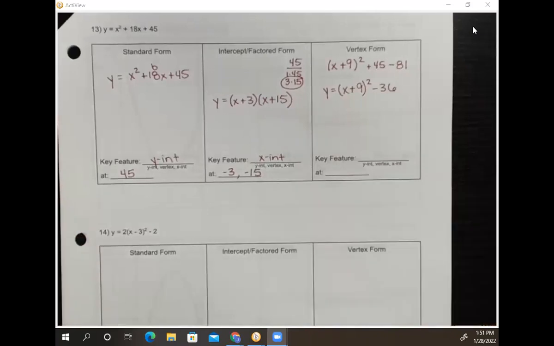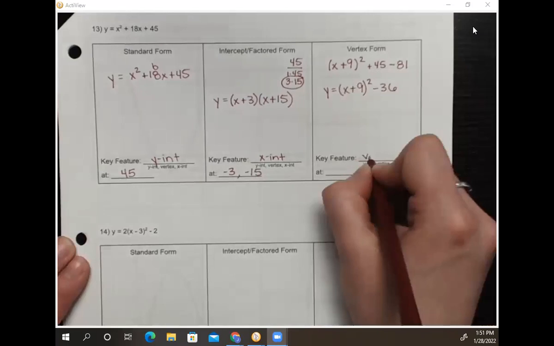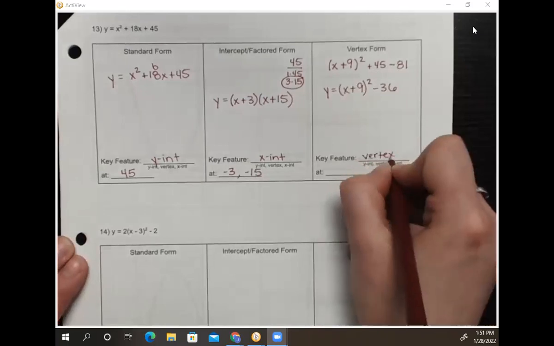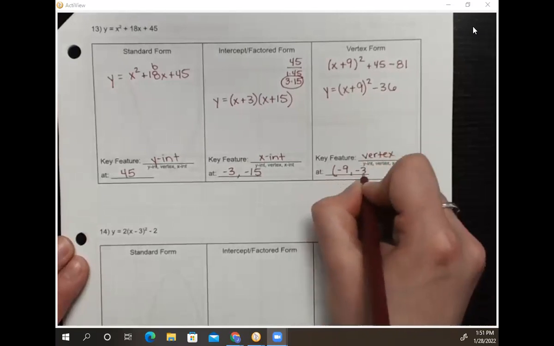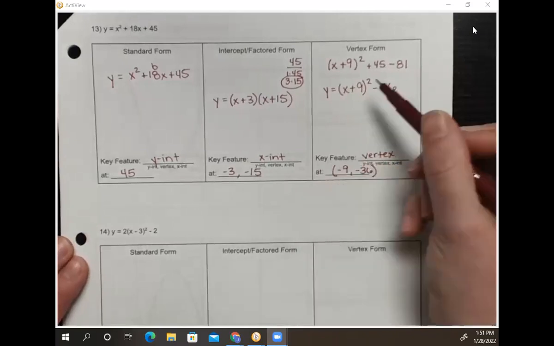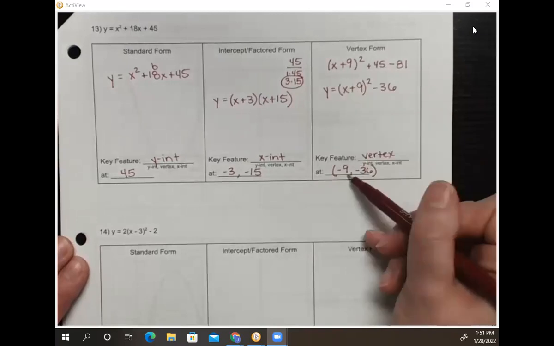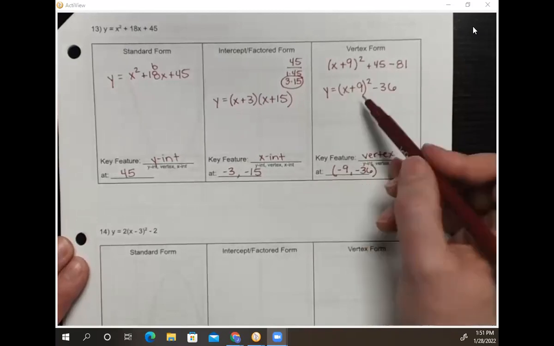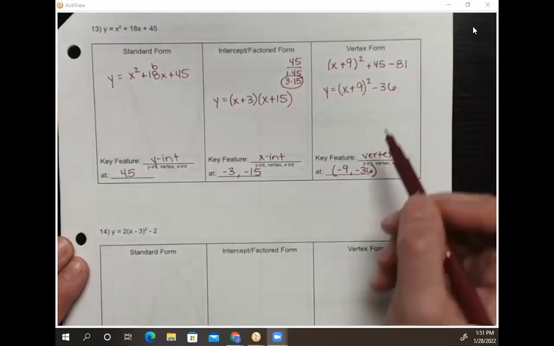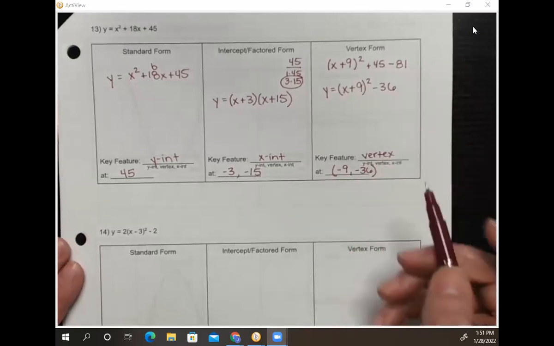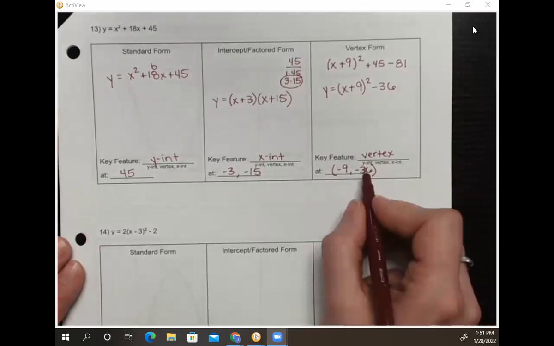There's my vertex form. It's called vertex form because it gives me the vertex. And the vertex here is -9, -36. Remember, the x portion of the coordinate is opposite what we see in parentheses here, opposite sign. The y value is exactly the same. And I do put parentheses around this one because this is a point.